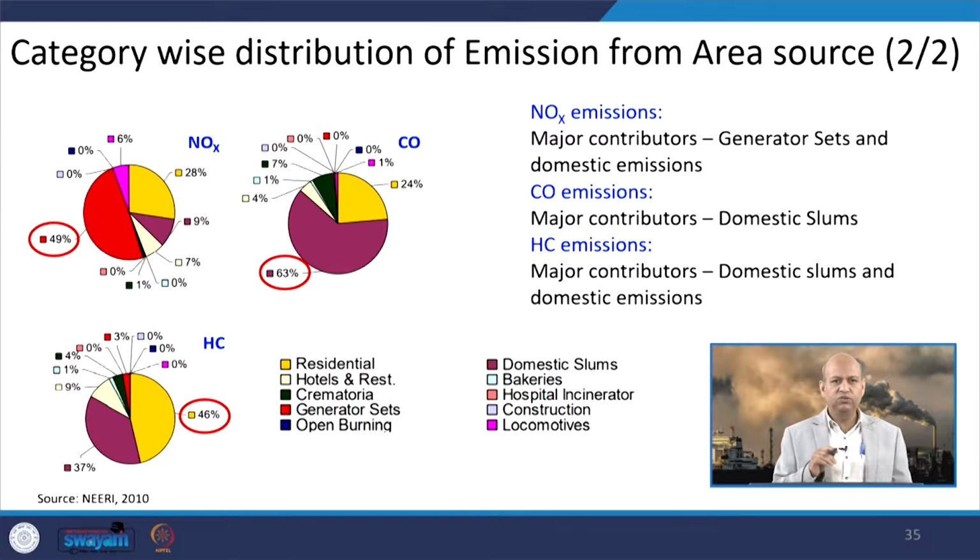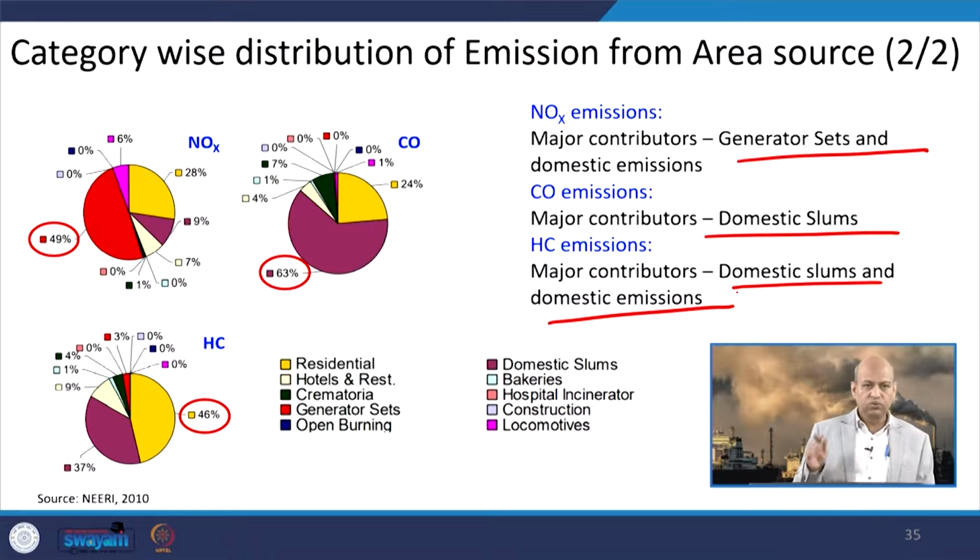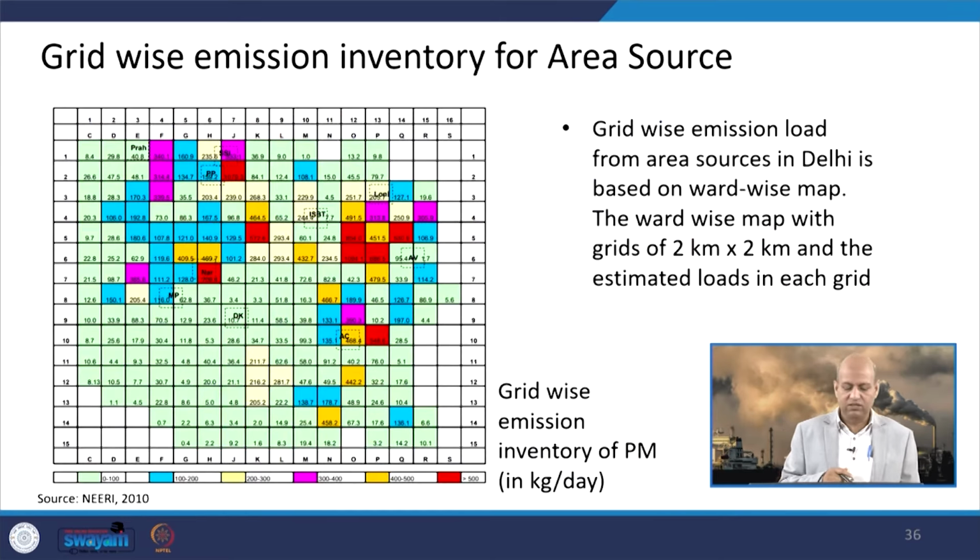Pollutant-wise, NOx emissions are mostly coming from generator sets or domestic emissions, CO emissions from domestic slums, and hydrocarbons again from domestic slums and domestic emissions. So, you can see these area sources are also responsible, because CO, hydrocarbons, NOx, etc. come in large quantity from the vehicle category, which we will see again, but area sources are also giving this large quantity, and that is the worrisome issue.